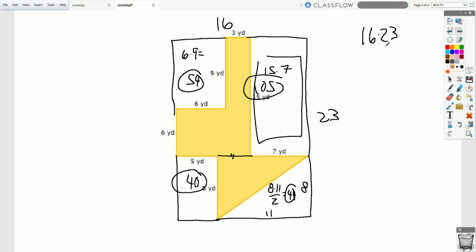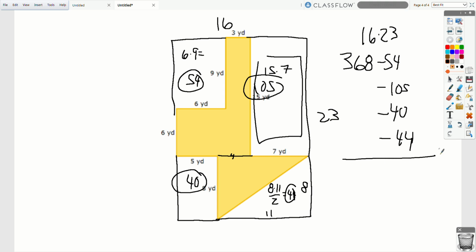So we take our initial one, 16 times 23, which is 368. We subtract out the 54. We subtract out the 105. We subtract out the 40. And we subtract out the 44. And we get a total of 125. Thank you for listening.